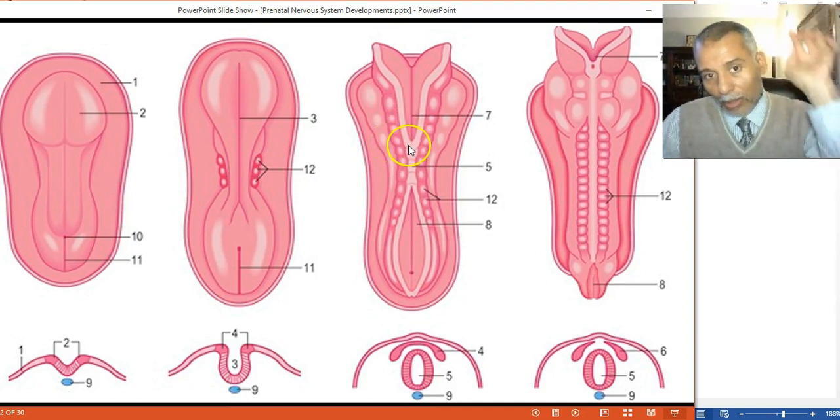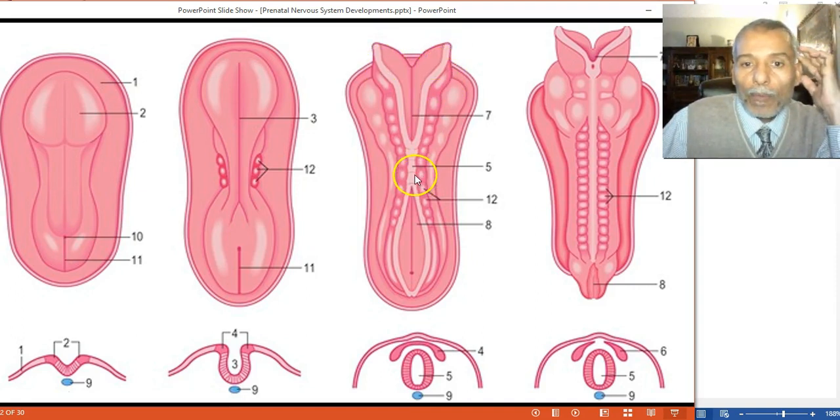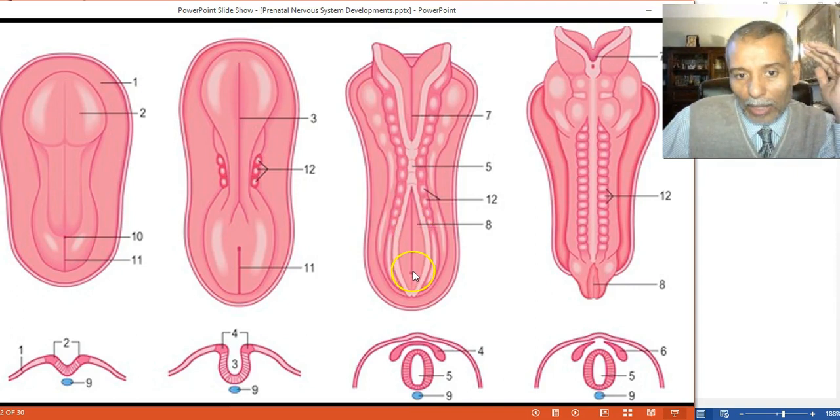The top segment is going to continue to close until it reaches the top. The brain is going to be here. These two pieces here will be the two sides of the brain. And then the other side, the posterior or caudal area, is going to continue to fuse back, and that is the spinal cord. You can see it now, normally fused.